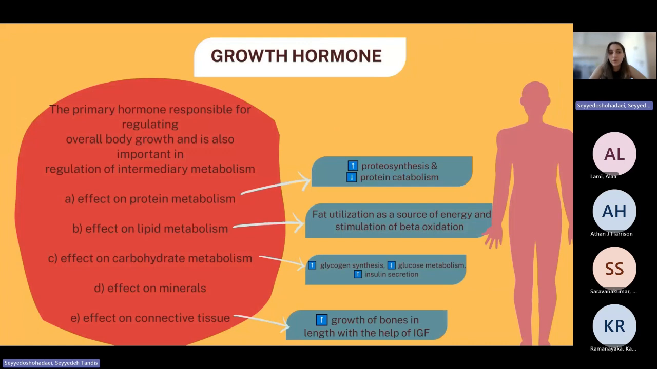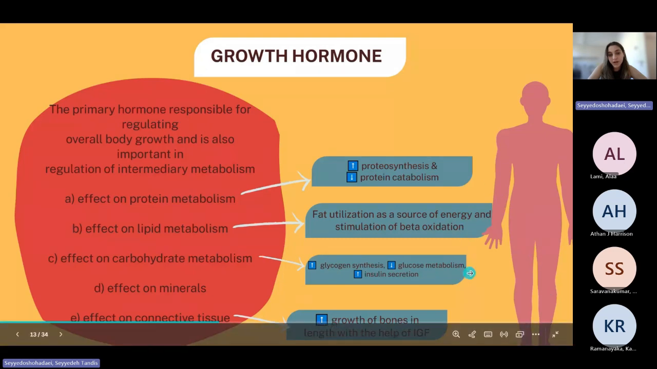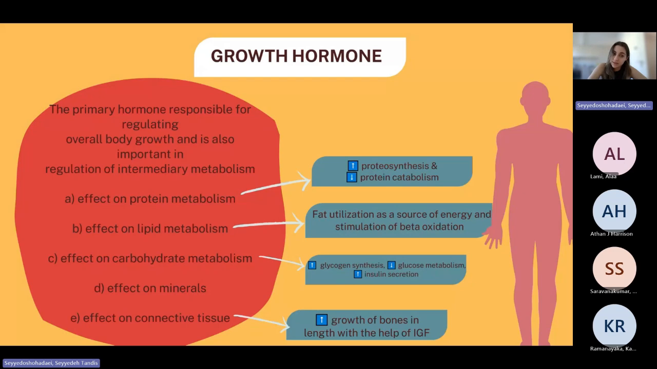Okay, so the effects of growth hormone. It has a lot of effects, but the main responsibility of growth hormone is to regulate the overall body growth. But it's also important in regulation of metabolism. Here, as you can see, I explained how it affects each step in metabolism. For proteins, it will increase protein synthesis and it will decrease protein catabolism. In lipids, it will cause fat utilization as a source of energy, and it will stimulate beta oxidation. For carbohydrate metabolism, it will increase glycogen synthesis and it will decrease glucose metabolism. So basically, it increases the insulin secretion. And then for connective tissue, it has an indirect effect on bone growth and it will affect it through the insulin-like growth factors.